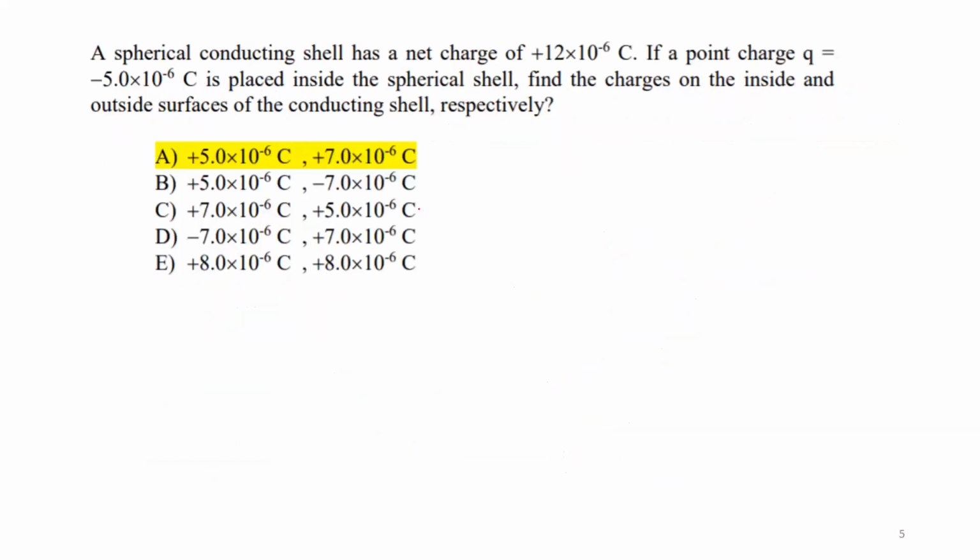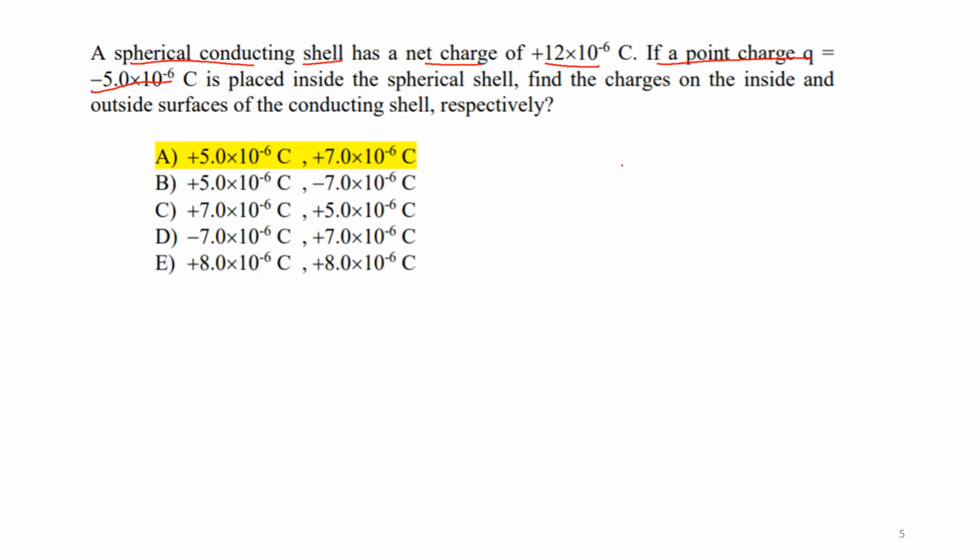Okay, now let's go to this problem here and let's read it very carefully. What do we have? We have a spherical conducting shell that has a net charge of 12 × 10^-6 Coulomb. Now, if a point charge Q of -5 × 10^-6 Coulomb is placed inside the spherical shell, find the charge on the inside and on the outside of the surfaces of the conducting shell respectively.